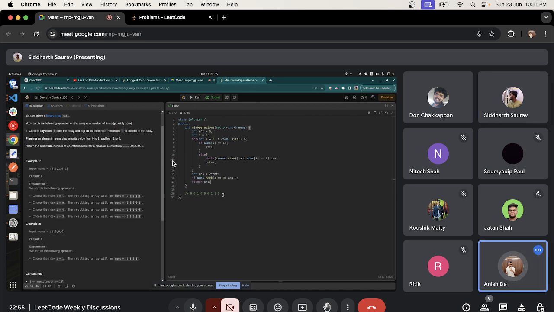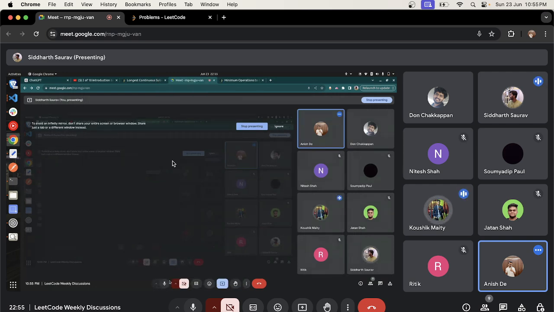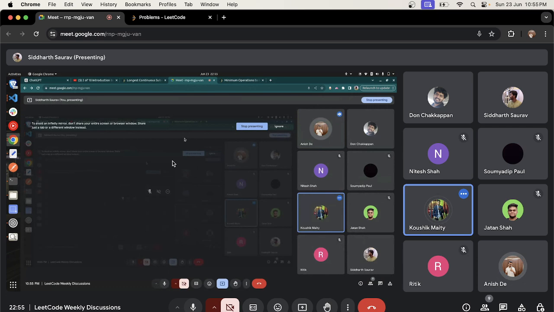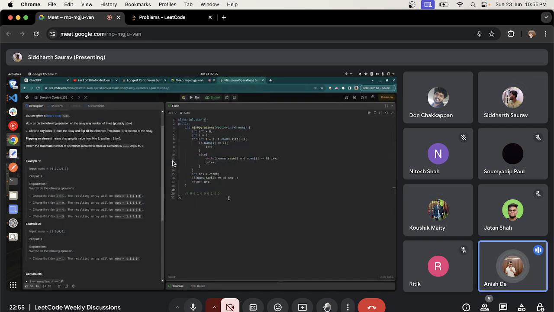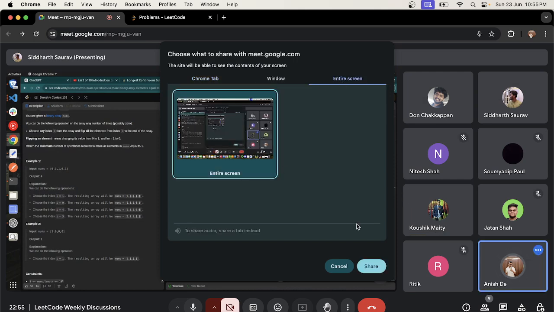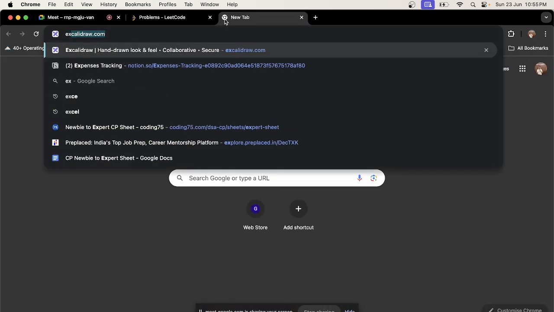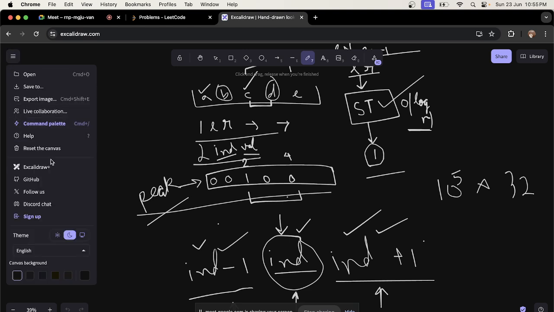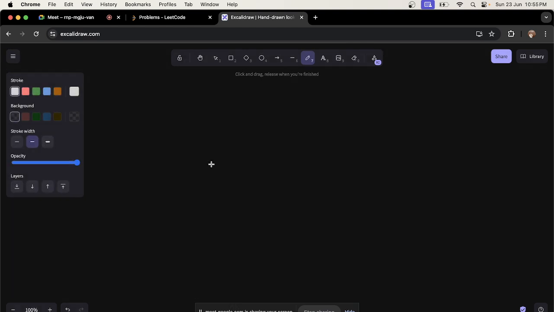Does anyone have any doubts? He was a bit messy, but he actually told the correct thing. Yes, just present the solution once more, Siddharth. Yeah, so what did you not understand? I will explain from the beginning once more. Yes, cool. Tell me if my screen is visible. It's visible, right? Yes.